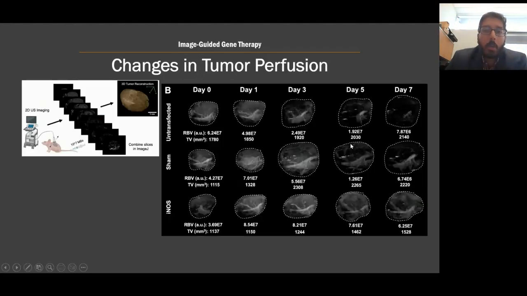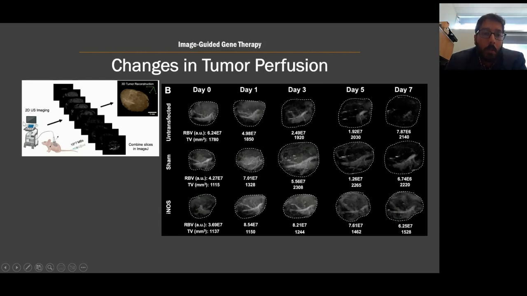Our next step was to monitor changes in perfusion. So the purpose, we wanted to find out what the bioeffects of iNOS were in the tumor. Our hypothesis was that nitric oxide would relax smooth muscle and increase tumor perfusion. We utilized a custom 3D ultrasound imaging scanner.